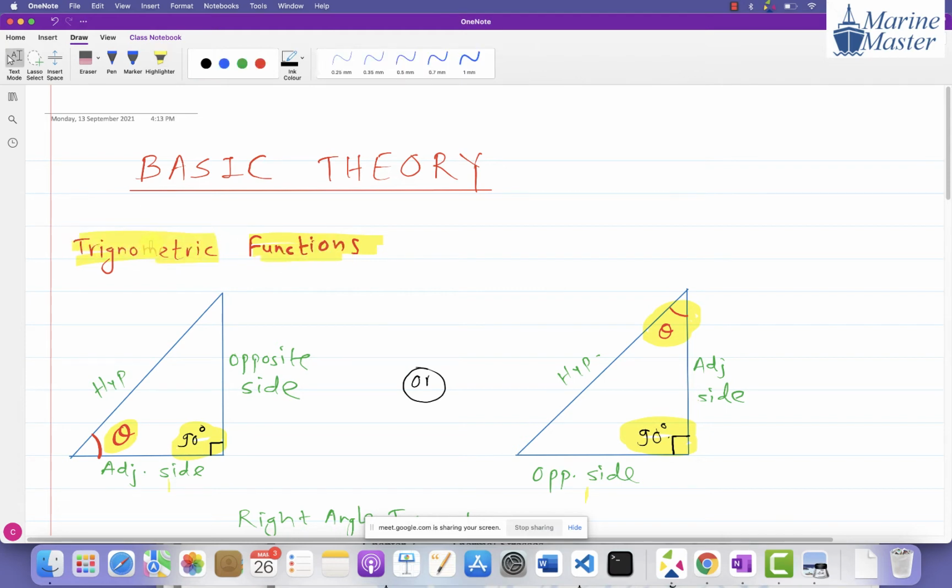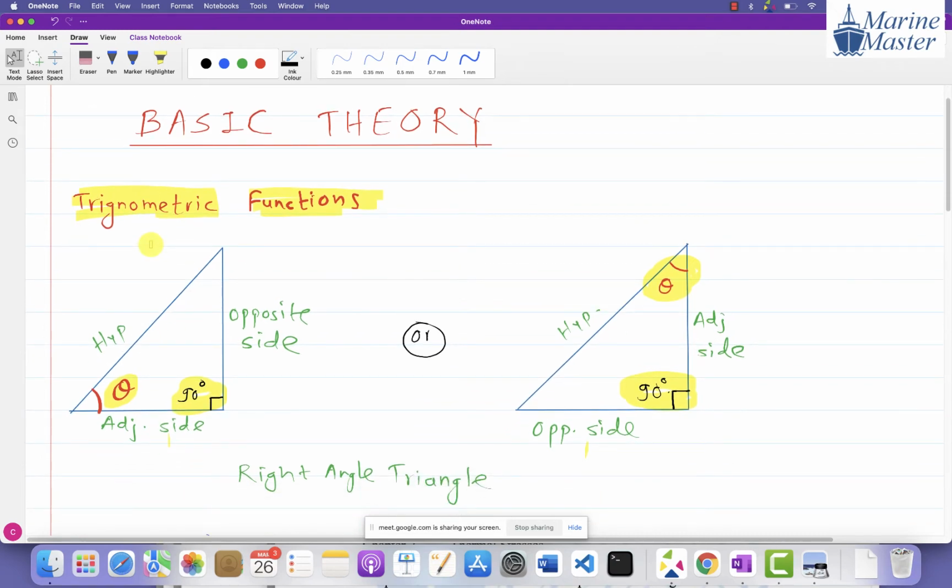Now, don't write anything, just listen to my words carefully. Don't write while I'm explaining the things. You have given the heading trigonometric functions. Now just imagine that this is angle theta. Just observe, focus on this triangle. This is what our angle theta.